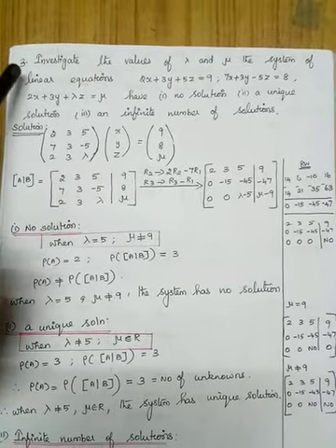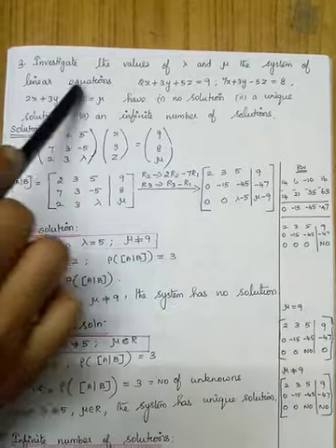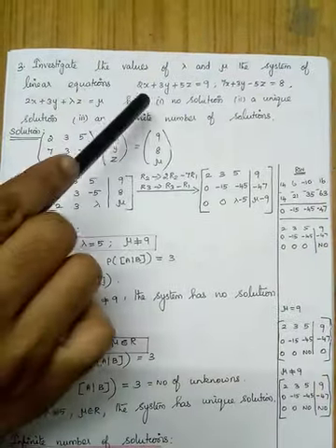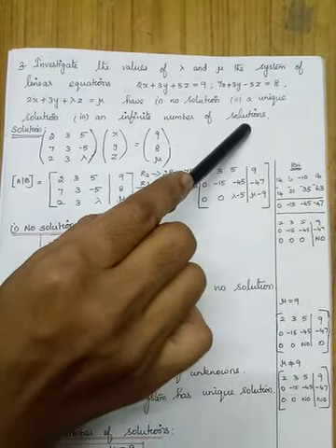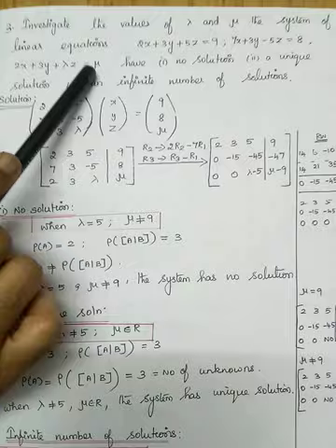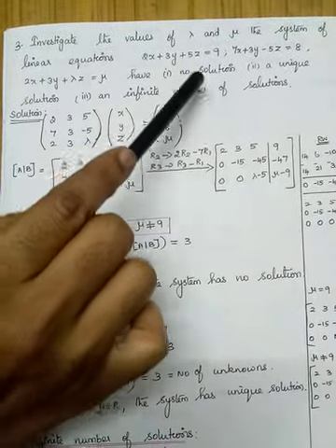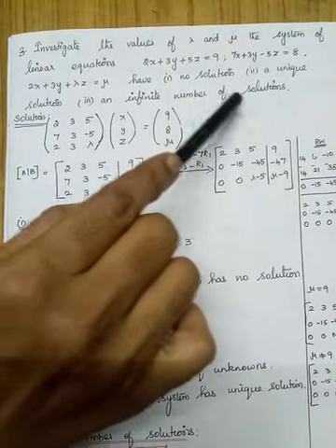Exercise 1.6, third problem. Investigate the values of lambda and mu for the system of linear equations. The three equations have no solution, a unique solution, or an infinite number of solutions. Okay, so in this equation, lambda and mu are in what? Under what values does the system have no solution, a unique solution, and an infinite number of solutions?